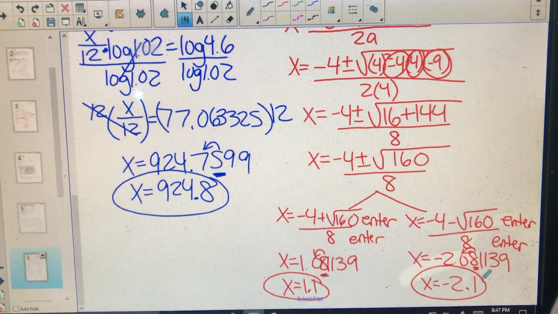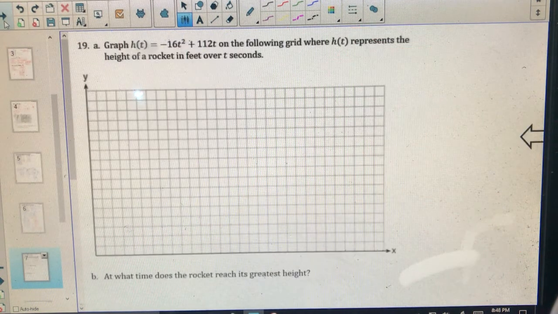Make sure you know how to determine which type of function you have, so you know which method you're supposed to use and know how to use each method. There's a lot of thinking involved in these questions. All right, next. Graph h of t equals negative 16t squared plus 112t in the following grid, where h of t represents the height of a rocket in feet over t seconds. So the height is going to be your y-axis. Seconds is going to be your x-axis.